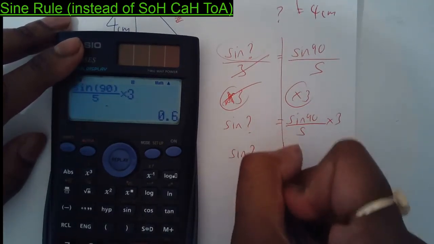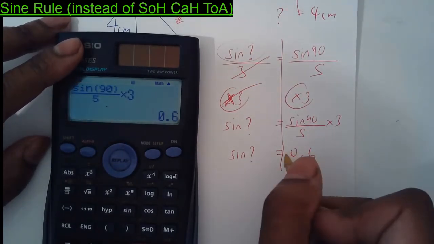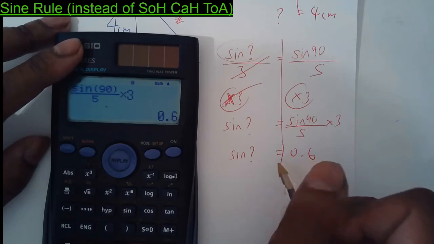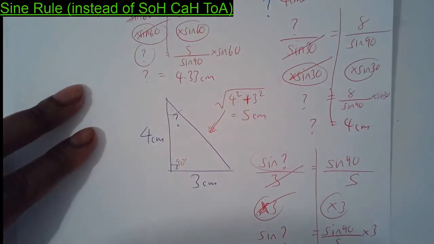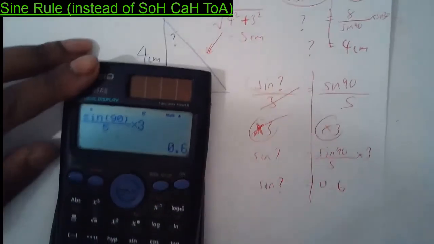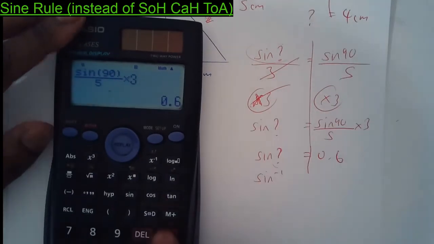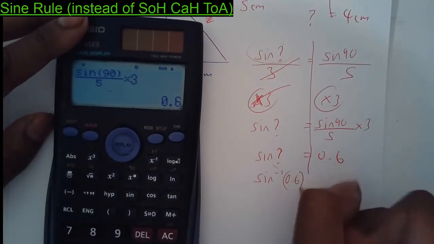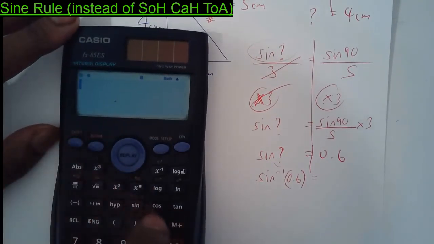Sin question mark is 0.6. That is not the angle. That doesn't even look like an angle. So how do I get the question mark? How do I get the angle? Remember, that's the angle. How do I get that one out? I need to shift the sin out of the way. So shift sin 0.6.